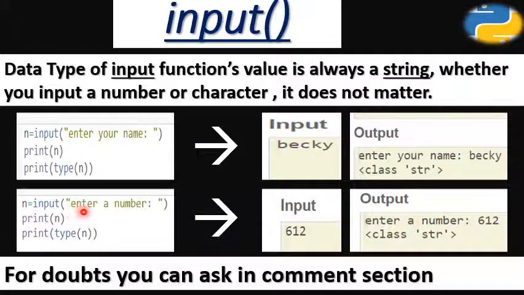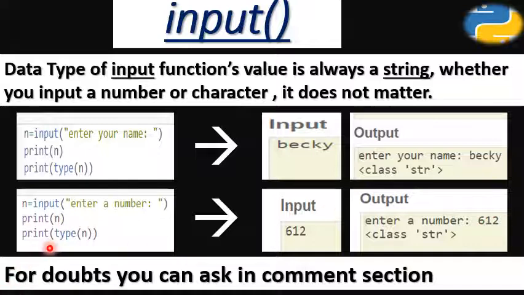See, in my second example, inside my variable n, I use input, enter a number. Again, "enter a number" will be printed on my screen, and then since I used the input function, I have to give a number, which is 612. I give my input 612. So this will print n, that means the value I have given as input will be assigned to my variable n. So now 612 is stored in n.